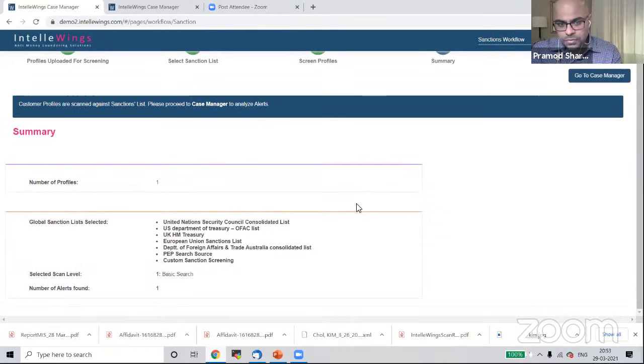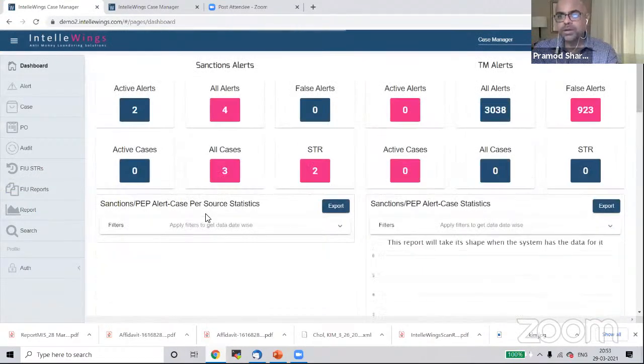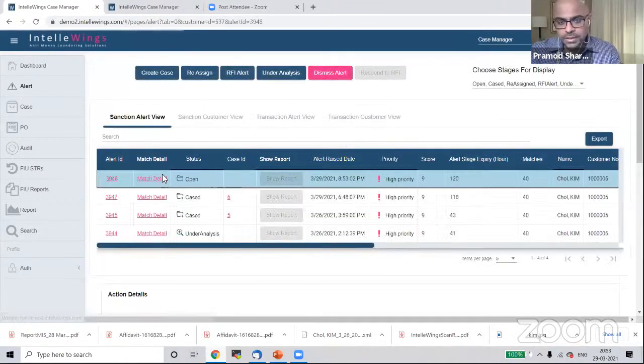So it has found one alert in the profile which was updated. Now comes the case management part. Here, as I said, we are not talking about TM, which is transaction monitoring, just the sanctions part. This is the time we have, so I'll just go through sanctions. So this is the new alert which is there in the system now.